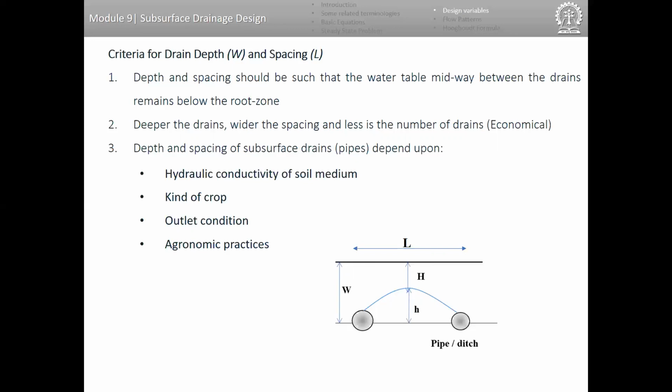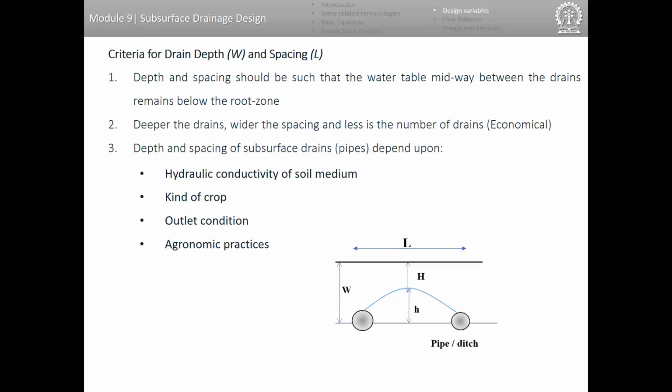So the criteria for drain depth, that is W, and spacing L, are the two important parameters that we have to optimize. The depth W and spacing should be such that the water table midway between the drains, this H, should remain below the root zone. So the root zone should not be submerged with water. That is one important criterion that we have to consider. Second, ideally, people say the deeper the drains, the wider the spacing and the fewer the number of drains. From an economical point of view, this can be considered.